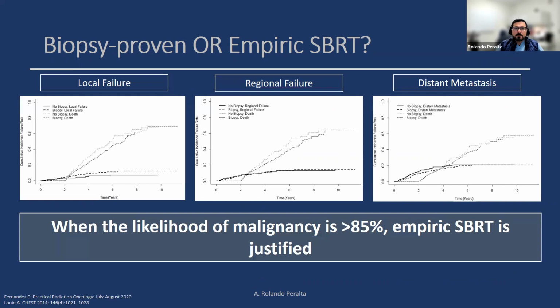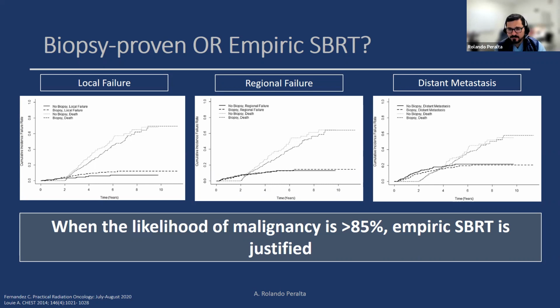But what about biopsy-proven or empiric SBRT? What I mean by that is very high-risk patient, high probability of being cancer. And it's so high-risk patient that you don't even want to put the patient through a CT guided biopsy or a bronchoscopy because they're not going to do well. Can we justify empiric SBRT? And the answer is yes, okay?